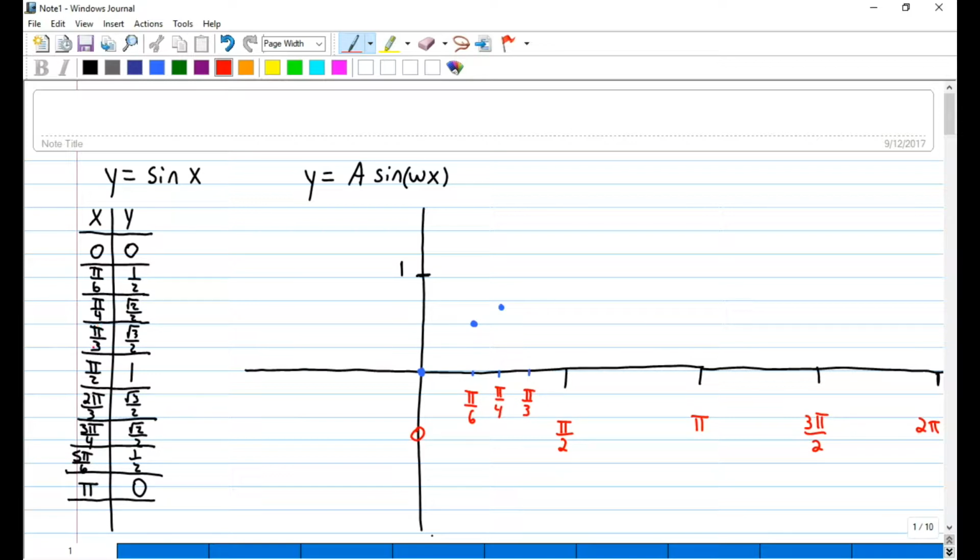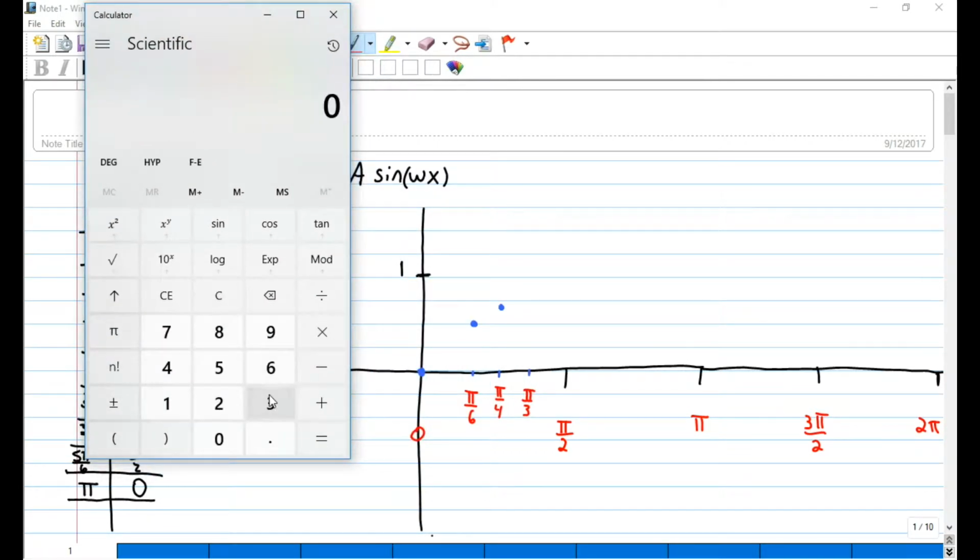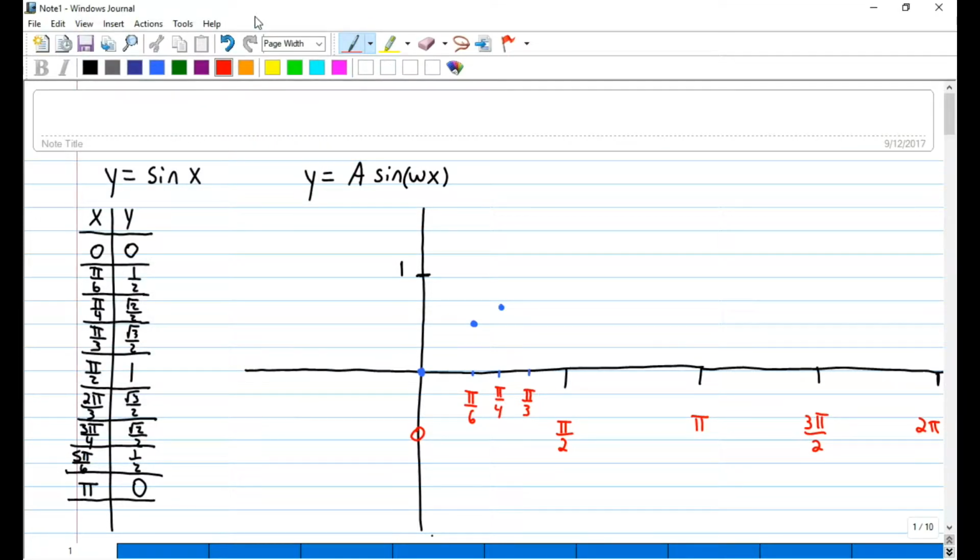Alright, so for pi over 3, we have the square root of 3 over 2. So let's see what that is on the y. Square root of 3 divided by 2 equals 0.866. So that's definitely going to be above 0.75, and we know that this line right here represents 0.75, so it's going to be up a little bit more.